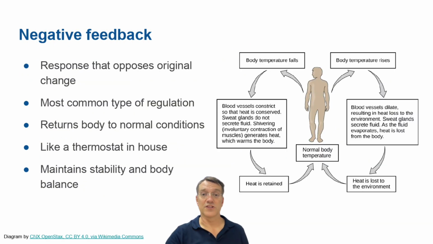Negative feedback is a response that opposes the original change. In biology, negative feedback is usually a good thing because it brings about stability. Negative feedback is the most common type of regulation in your body, and it returns conditions back to normal ranges. Like a thermostat in your house, negative feedback maintains stability and body balance. When your temperature rises, your body responds by cooling down. When your body temperature falls, your body responds by warming up.